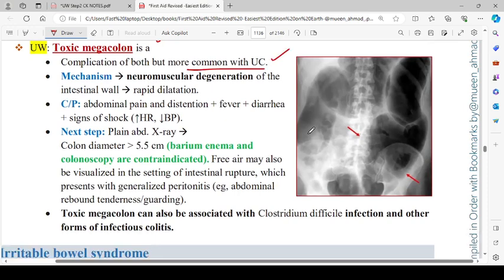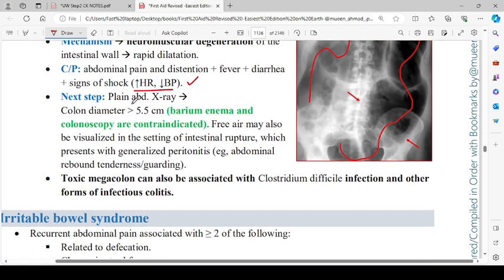This is toxic megacolon, as you can see this dilated intestinal loop. Mechanism is neuromuscular degeneration of the intestinal wall that will cause rapid dilation. The clinical picture is abdominal pain and distension with fever, diarrhea, signs of shock, that is increased heart rate and decreased blood pressure. Next step is plain abdominal X-ray.